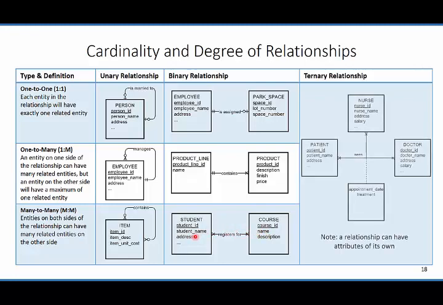And then finally, the ternary relationship could look at a patient sees a nurse and a doctor at the same time for an appointment. Now, you'll notice here that I have this box. These are basically attributes that can exist on the relationship, as we mentioned before, and associated entities, which we'll get to in a subsequent slide.